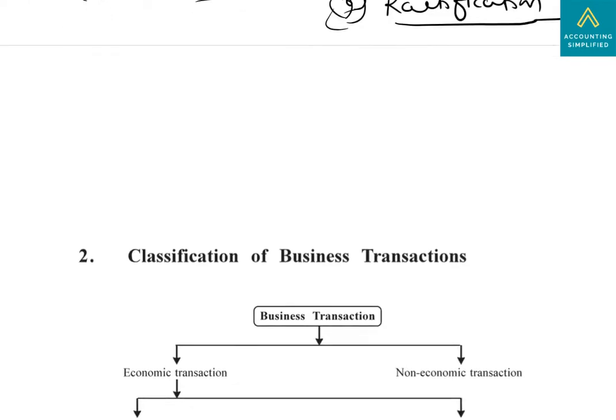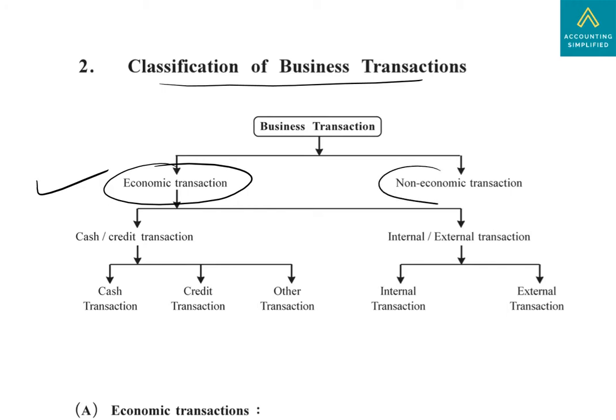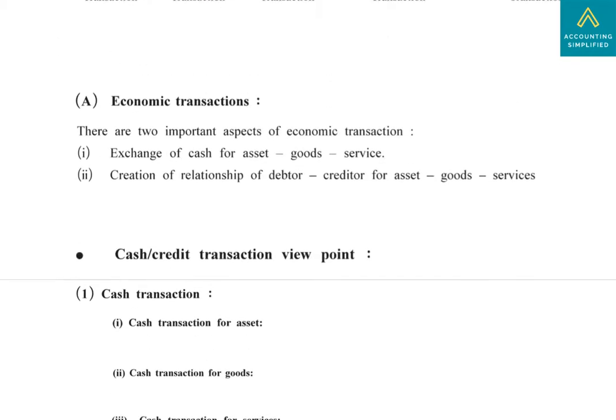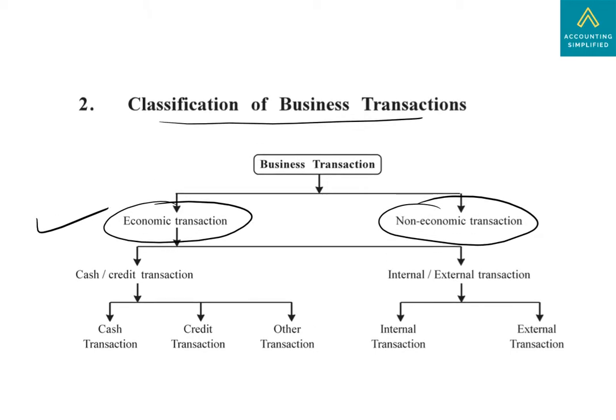Now the topic is the classification of business transactions. So how do we classify business transactions? Business transactions are classified into economic transactions and non-economic transactions. We have already told you what an economic transaction is; if you don't know, watch the first 10 minutes. Non-economic transactions means there is no value, amount or money involved in the transactions.